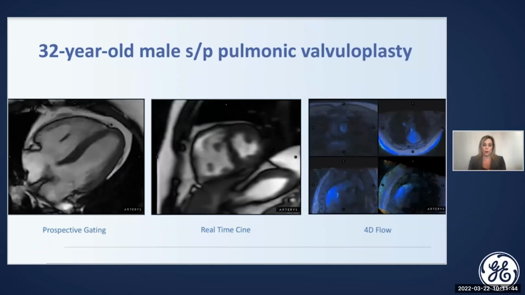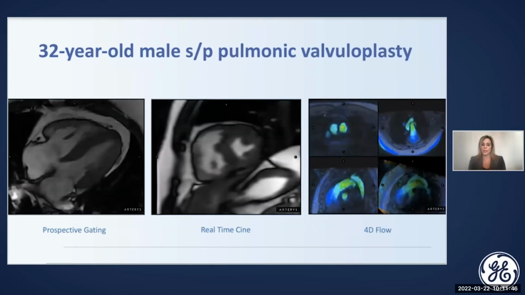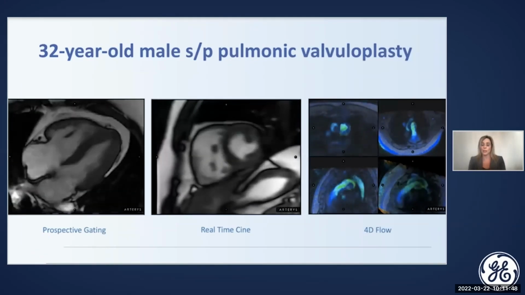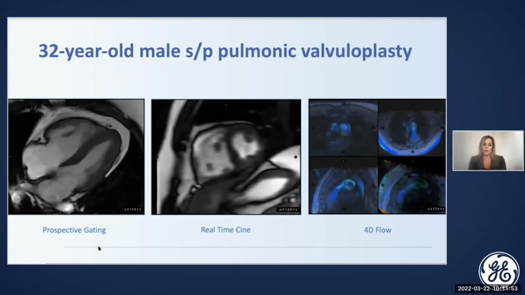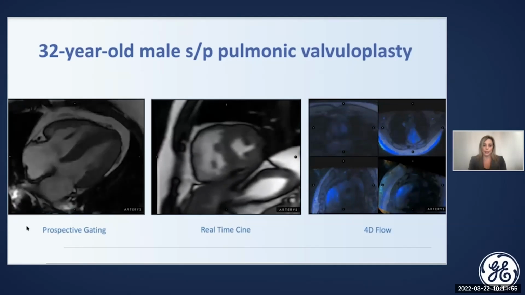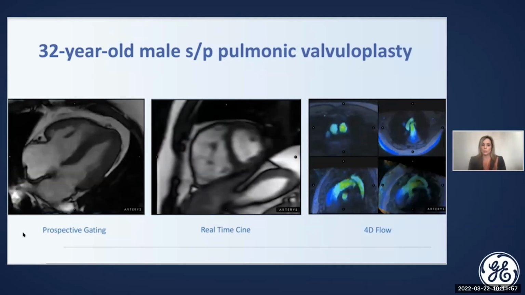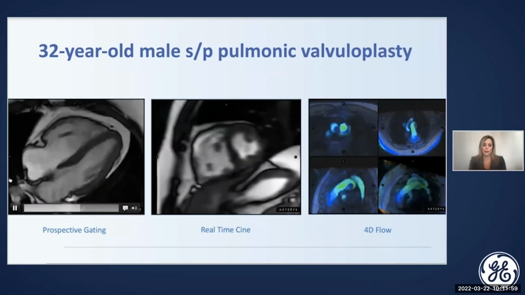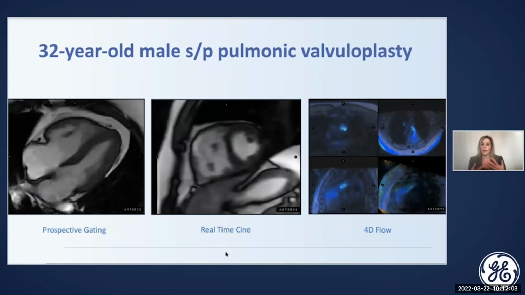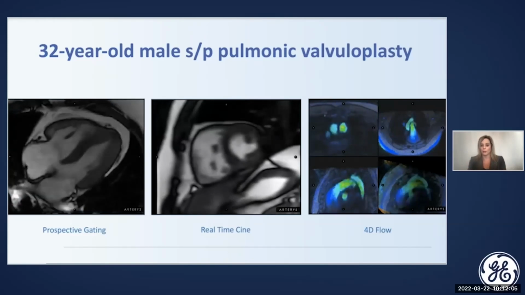So this is an example of a 32-year-old male patient, status post-pulmonic valvuloplasty, who was sent to evaluate his pulmonic regurgitant fraction. On the left, we have prospective gating. Again, you can see that we've missed a small portion of the cardiac cycle. We also acquired short-axis real-time SINE images that gives us some qualitative data about the function.